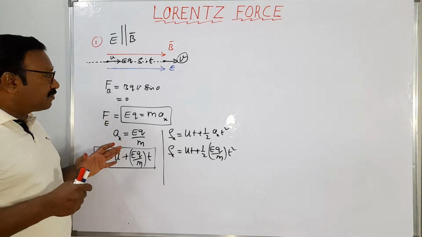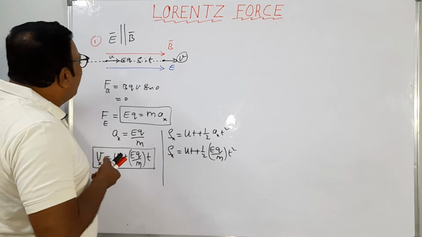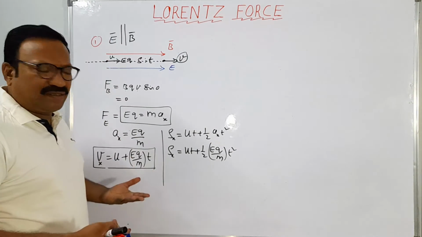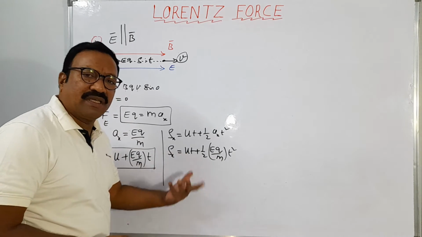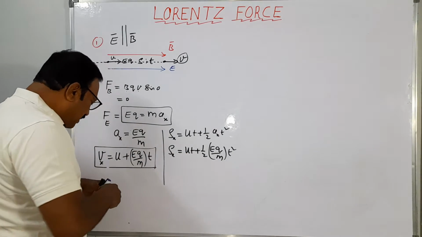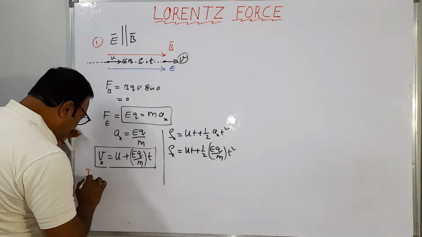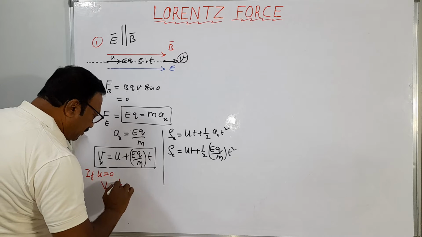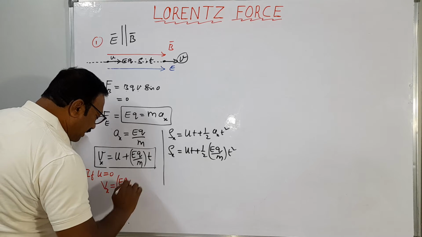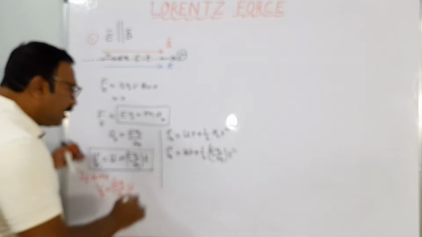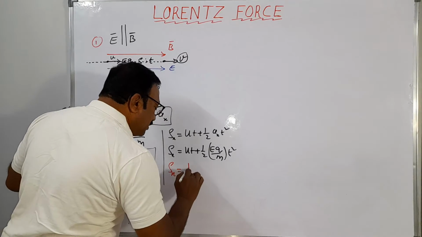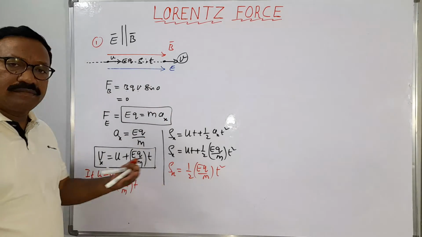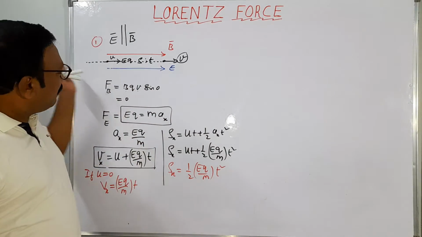One more. Sometimes the particle's initial velocity is 0. So you put u = 0 here. What happens in that case? If the initial velocity is 0, then the velocity is just EQ by m into t. Similarly, the distance traveled is equal to half EQ by m into t squared. That's all. But the particle will go in a straight line only.